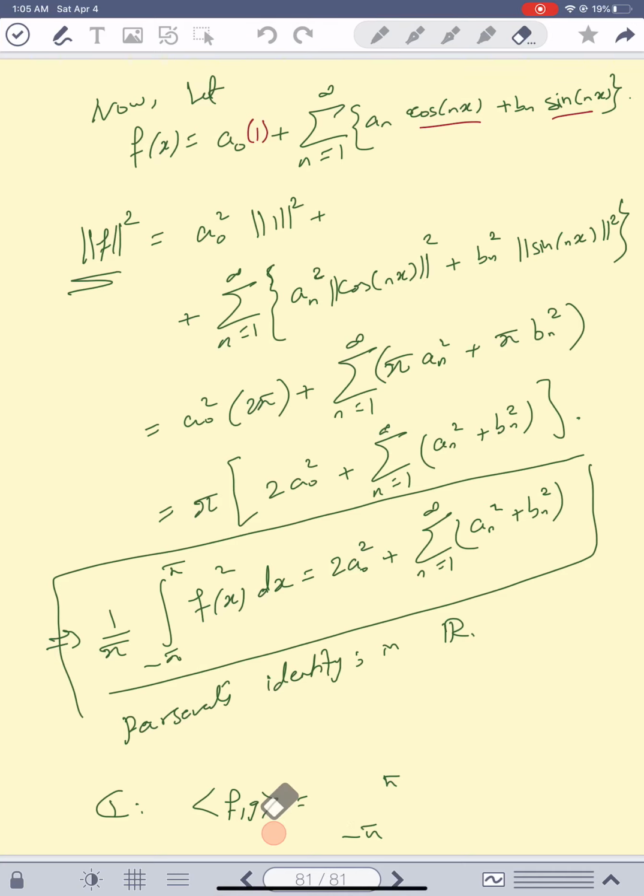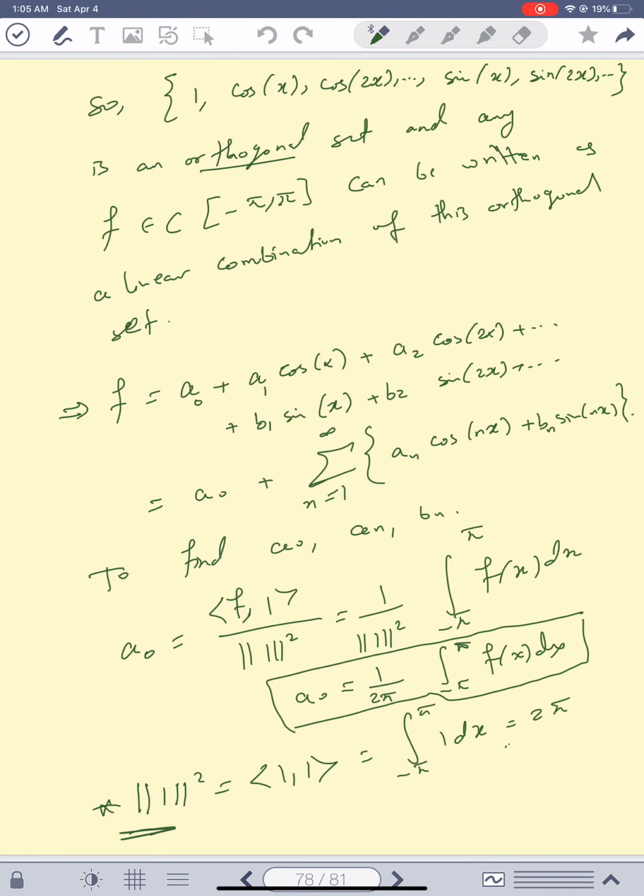Again, the purpose of this presentation is to show you some relations between linear algebra, for those of you who studied linear algebra or are studying it now, and the Fourier series. So this is Parseval's identity, and this is the Fourier series itself. That's it.